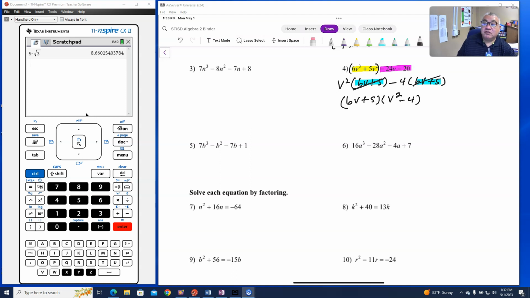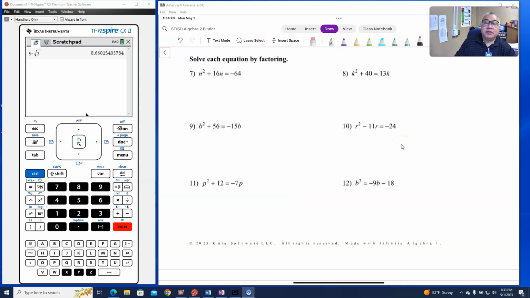Now you can factor v squared minus 4. So it's 6v plus 5, and that's a difference of squares. So v plus 2 times v minus 2. And that's what it factors to.